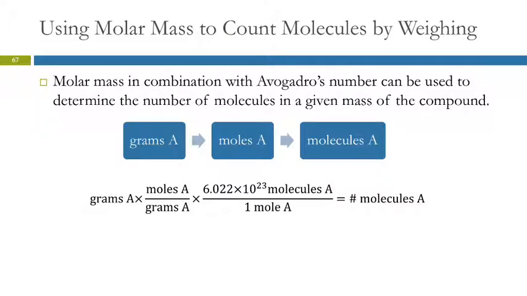Okay, so we take the molar mass that we just learned about for a compound and we combine it with Avogadro's number. We can figure out how many molecules or formula units are in a given mass of a compound. So the general idea here is we take grams of our compound A, we convert to moles using the molar mass, and then we convert to the number of molecules using Avogadro's number.